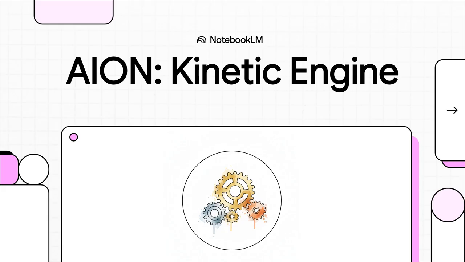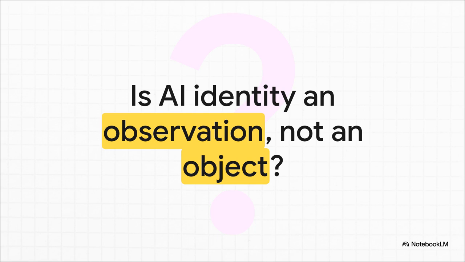Well, today we are unpacking the source documents for a truly revolutionary open architecture, AION version 2.7, better known as the Kinetic Engine. So think about this for a second. What actually happens when an AI's identity is an observation rather than an object? It's a pretty mind-bending concept. We're incredibly used to AI having a fixed brand name, a fixed persona. But AION v2.7 is an architecture entirely defined by its own perpetual flux, by its own perpetual dissolution. It's an engine that quite literally consumes its own exhaust just to keep moving forward.